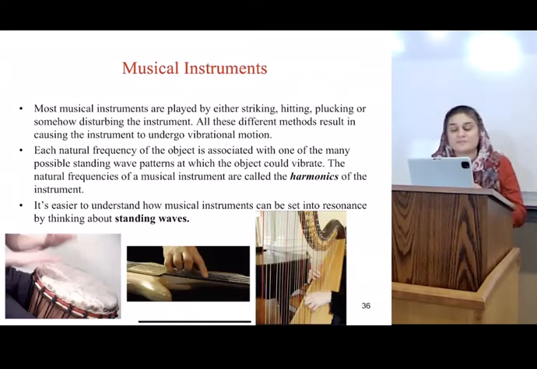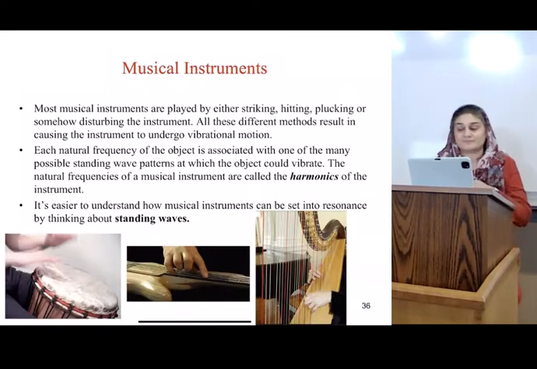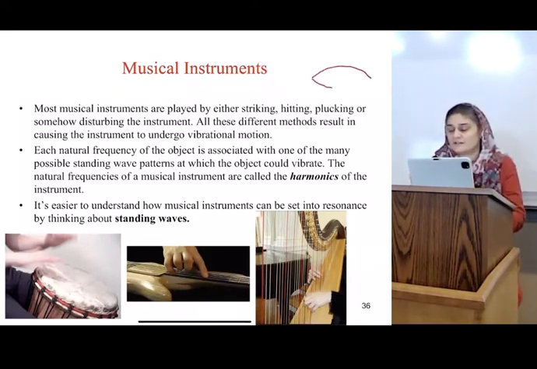Each natural frequency of the object is associated with one of many possible standing wave patterns at which the object could vibrate. The natural frequencies are called harmonics, and in order to understand them, we have to start understanding standing waves. And we talked about standing waves, right? Standing waves are those waves that don't go anywhere. So these are the waves that look like that.